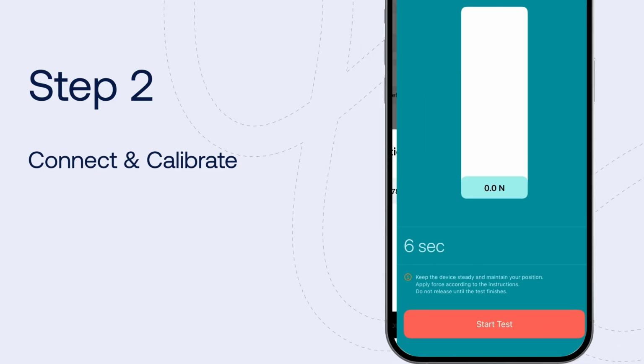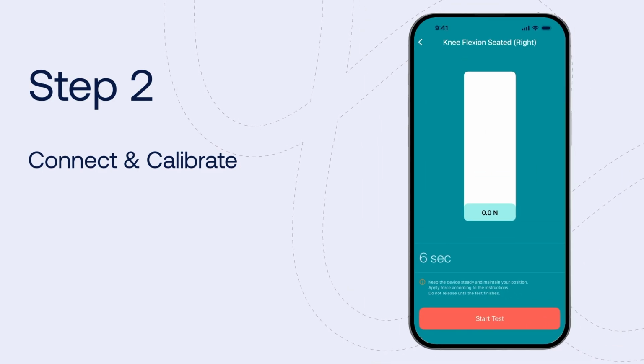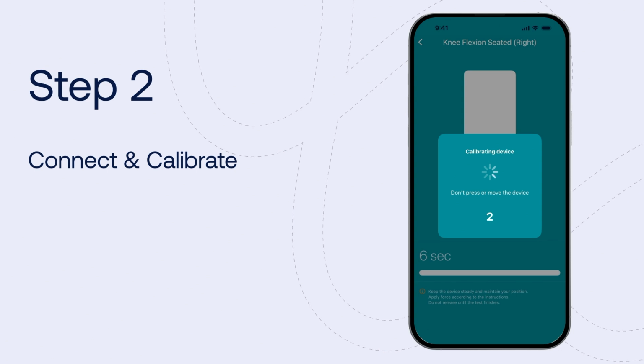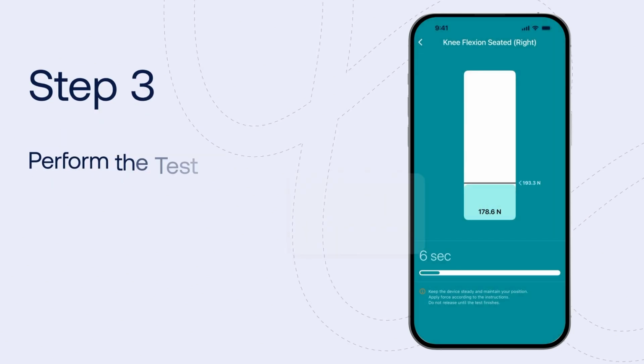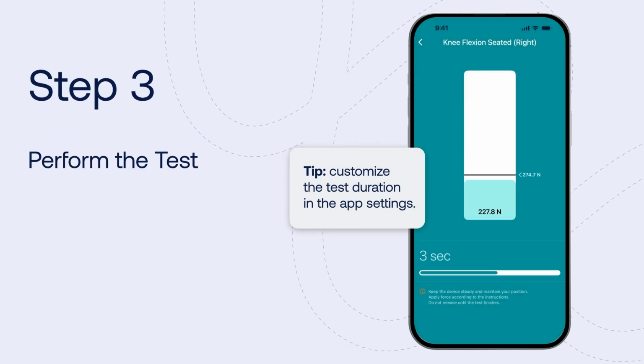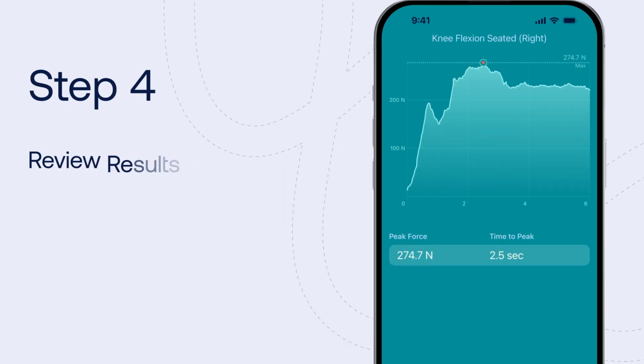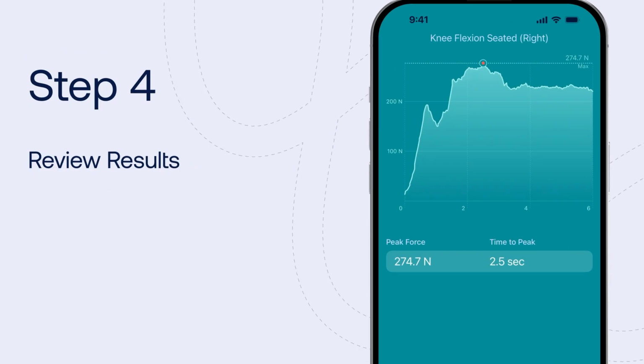Select the device you want to pair and press Done. There will first be a short calibration period. Avoid pressing or moving the device to ensure accurate readings. Data capture will start after the 3-second countdown. You can adjust the duration of the test in your app settings. Once the test is complete, the graph will instantly display the results.